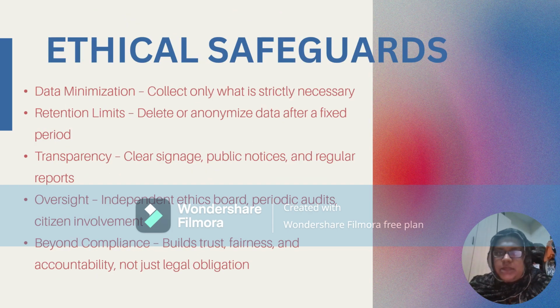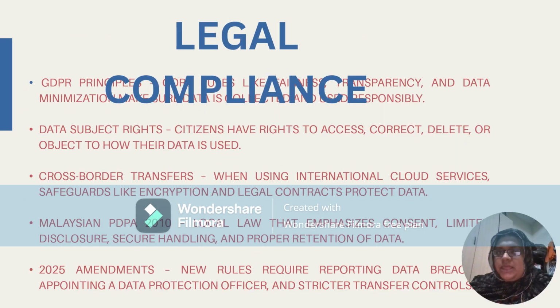Ethical safeguards. Data minimization collects only what is strictly necessary. Retention limit: delete or anonymize data after a fixed period. Transparency: clear signage, public notices, and regular reports. Oversight: independent ethics board, periodic audits, citizen involvement, and going beyond compliance builds trust, fairness, and accountability, not just legal obligation.